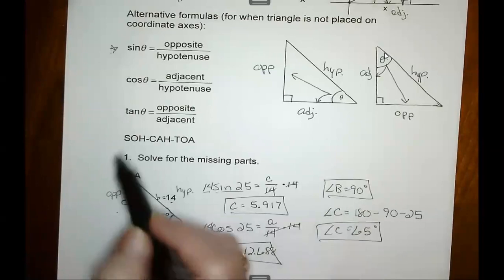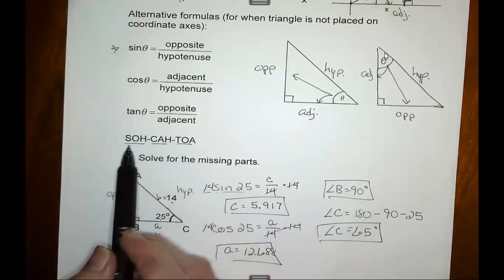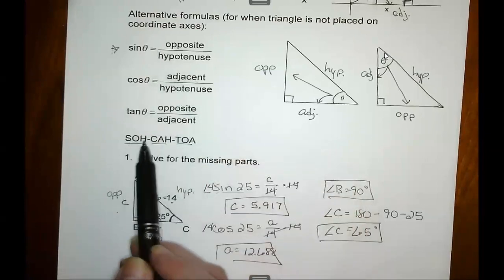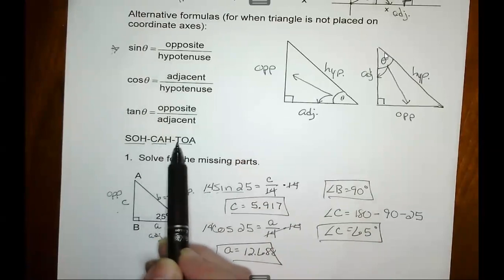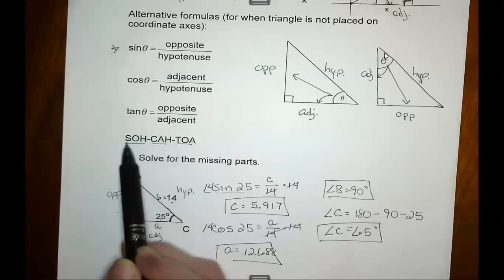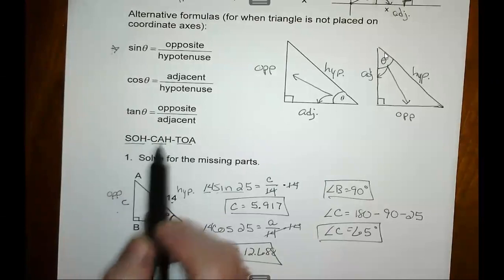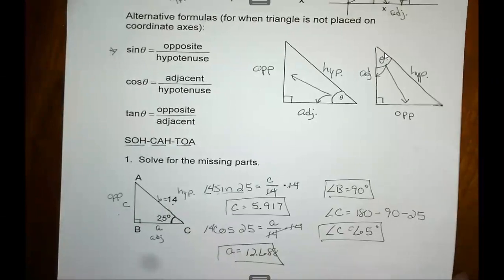All right, I kind of skipped this up here. Let's go back and talk about this. This is just a little acronym that's supposed to help you memorize the trig ratios. So sine is opposite over hypotenuse, cosine is adjacent over hypotenuse, and tangent is opposite over adjacent. SOHCAHTOA. SOHCAHTOA. Sounds like an Indian word, but sometimes it helps some people memorize the trig functions.